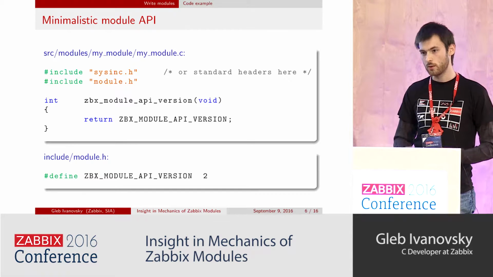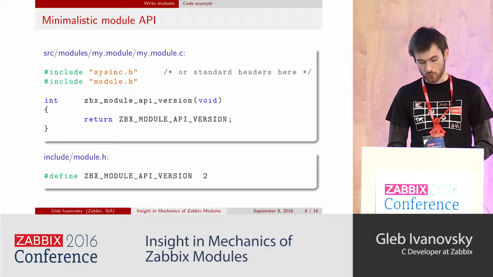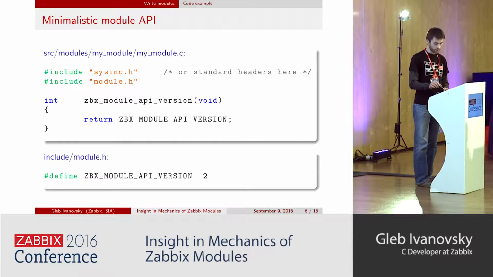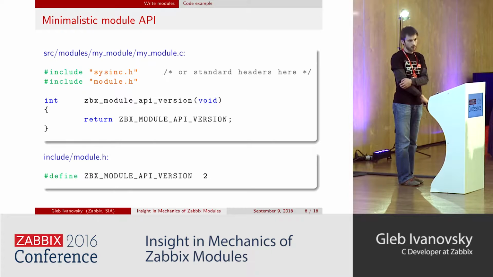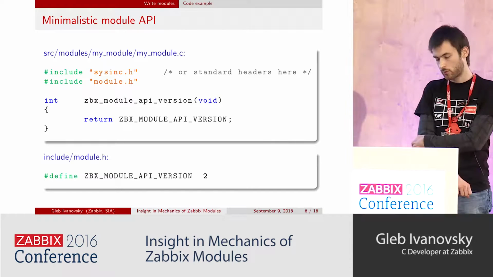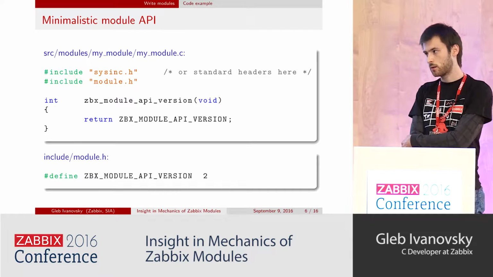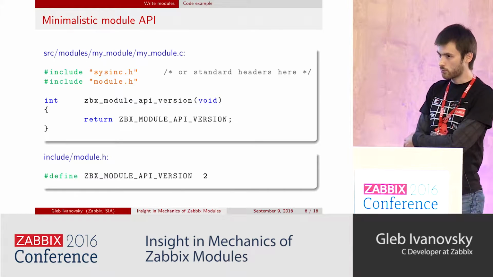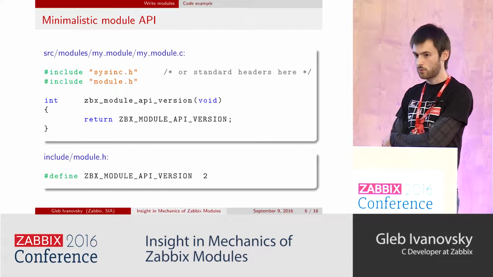Zabbix needs to load it and recognize it as a Zabbix module. To do this, Zabbix looks for the zbx_module_api_version function, and it needs to return a specific constant. In the new version 3.2, we have some kind of versioning system. We will increase this constant every time we break binary compatibility. We will try to preserve source compatibility of your module, so if you upgrade, you just need to recompile your module, not rewrite your module.